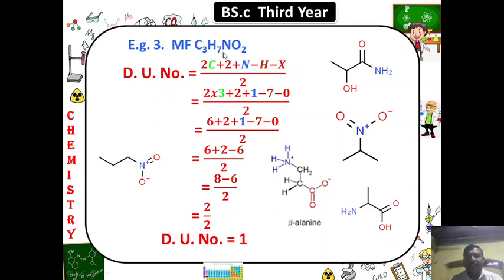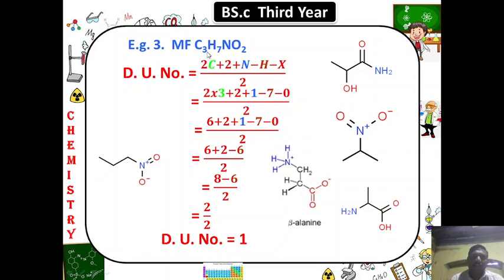Then the molecular formula C3H7NO2. In this formula the carbon number is 3, there is one nitrogen, no halogen, and hydrogen is 7. 3 into 2 is 6, 6 plus 2 is 8, plus 1 minus 7 gives 8 minus 6... 8 minus 2 is 6, then 6 divided by 2 is 3 - as computed: 6 plus 2 is 8, plus 1 minus 7 is 2, and 2 by 2 is 1. The number of unsaturation here is one, meaning there is one double bond in that molecule.